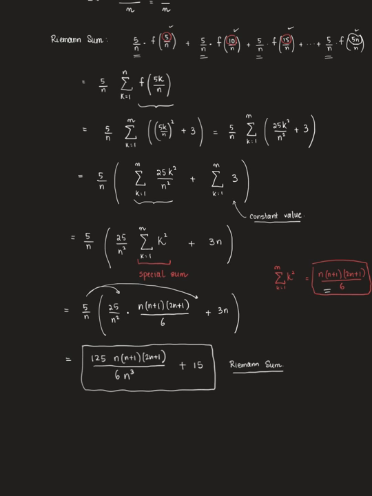And I'm going to go to the next page to take the limit. So let's see if I remember this. All right, so we've got a Riemann sum: 125 over 6n cubed, and then I think we had an n plus 1, 2n plus 1, plus 15. Let me just check. Okay, this is our Riemann sum.